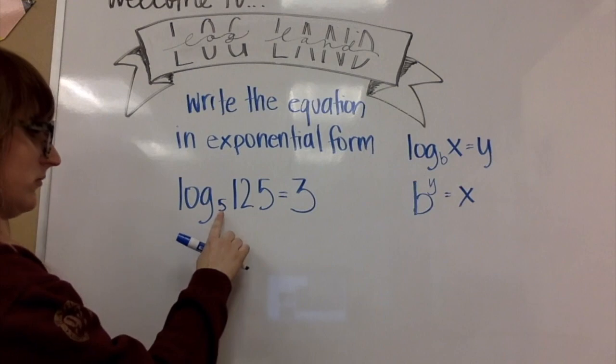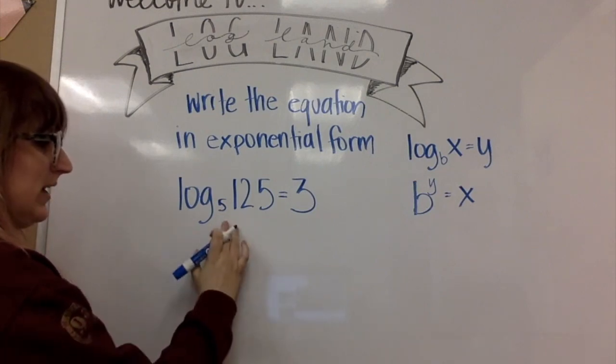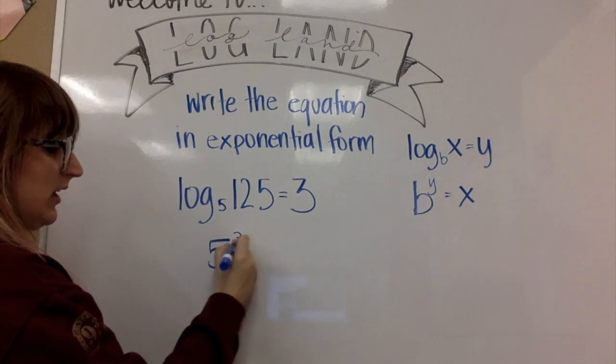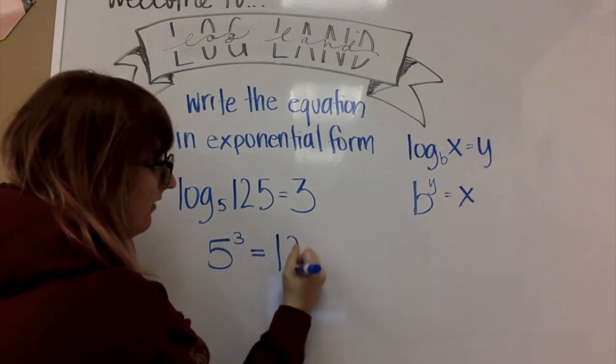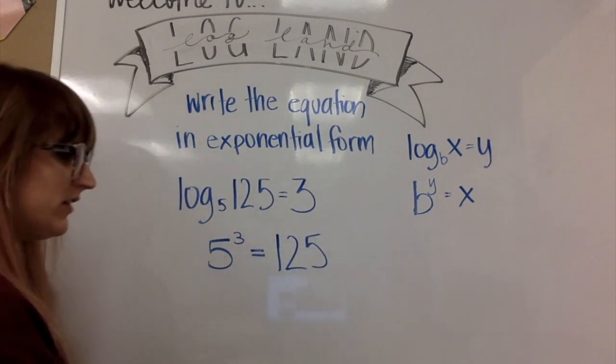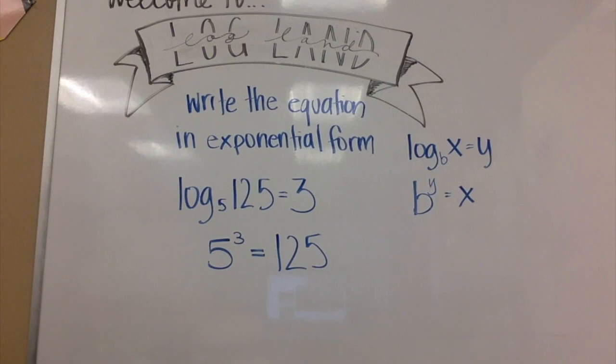So my base is 5. I raise it to my answer, which is 3, and it's equal to 125. And if you check that in your calculator, it's correct because 5 to the third power is 125.